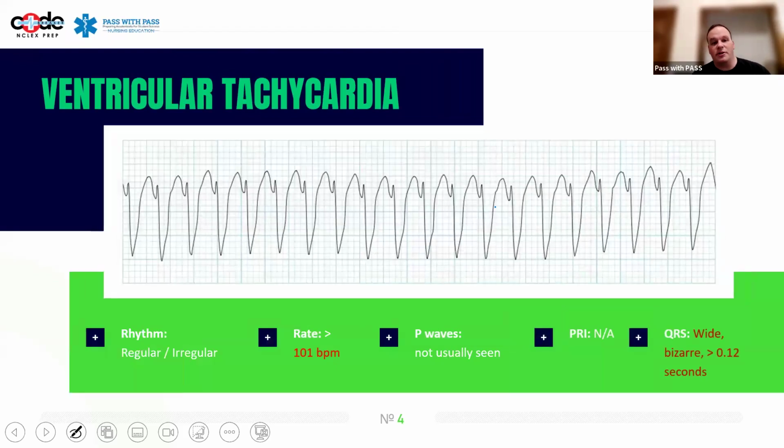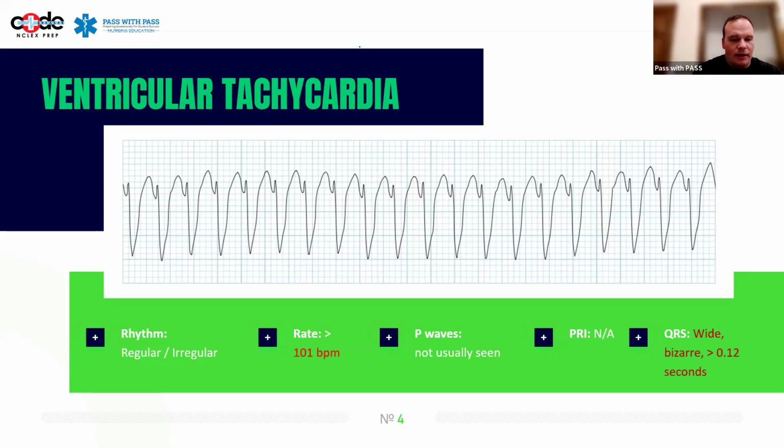So now let's talk about ventricular tachycardia. We talked about supraventricular tachycardia. Now let's talk about ventricular tachycardia. Whereas supraventricular tachycardia is normal or narrow width QRS complex, ventricular tachycardia is a wide QRS complex. So we are wider than 0.12 seconds, or wider than 3 small boxes if we really measure this out.